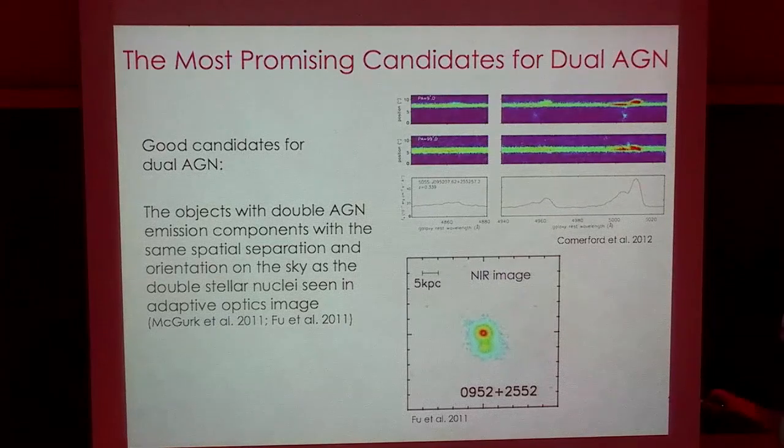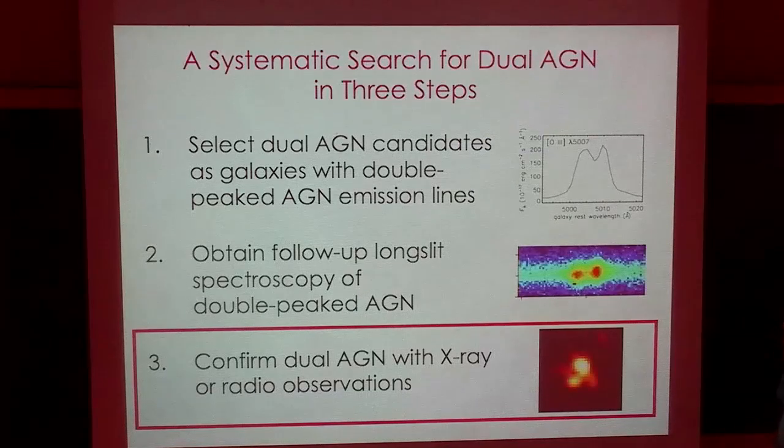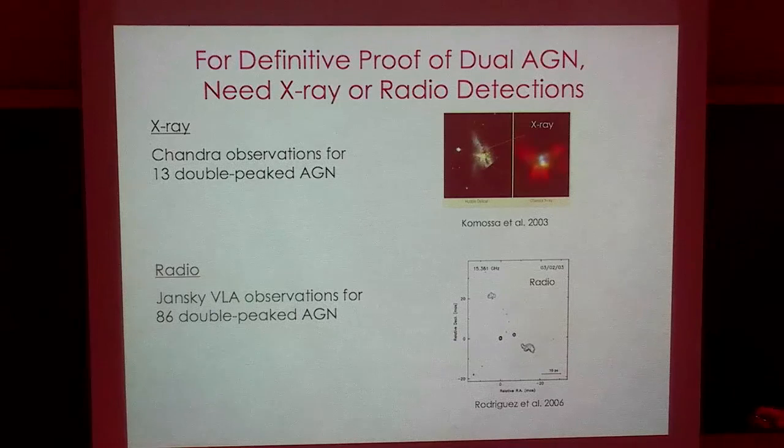But for now, this leads me to the final step, which is to get direct observational confirmation of dual AGN through detection of the two AGN sources, either in X-ray or in radio. So in X-ray, the idea is to see these two AGN sources, like in NGC 6240. In radio, the idea is to measure the two flat spectrum radio cores as direct confirmation of two AGN. In the X-ray, we've gotten Chandra observations of 13 of the double-peaked AGN in Sloan to do this. And in radio, we've got 86 double-peaked AGN that will be coming down the hatch with the Jansky VLA.